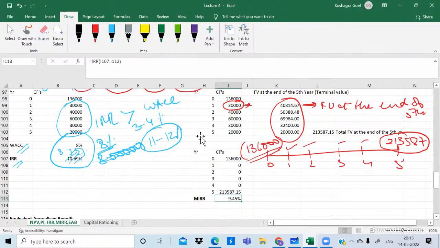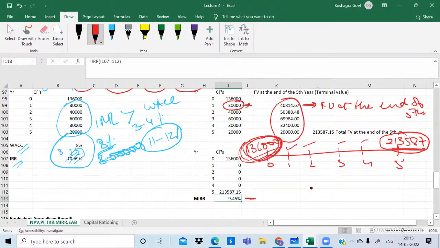Fine. So the definition says present value, but we are taking future value. We are converting everything into future value and then we are calculating the present value. So I'm saying I want that rate at which present value of 2,13,587 is equal to 1,36,000, and that rate is coming as 9.45.